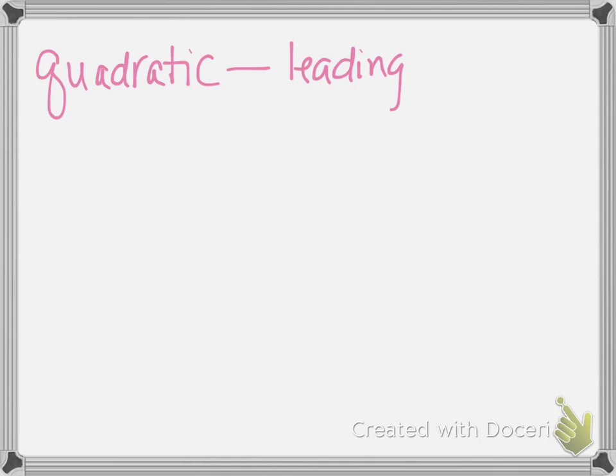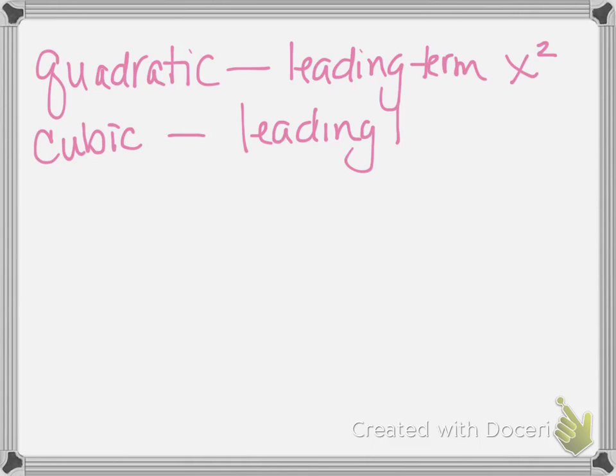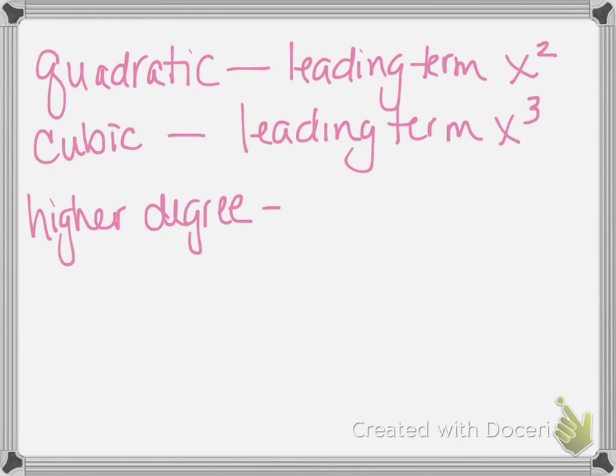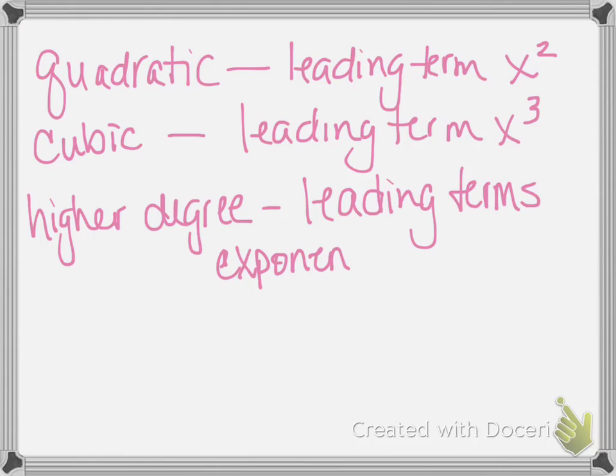So we know we have, it would help if I started out with writing. So we have quadratic, right, has leading term of x squared, and then we just learned cubic in the last section has the leading term x to the third. So higher degree simply means the leading term's exponent is higher than 3.